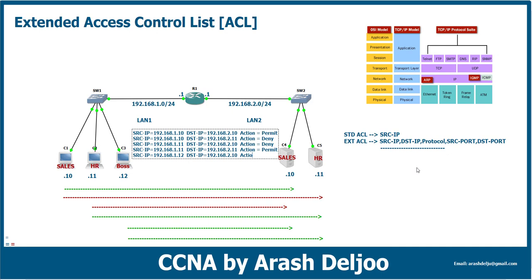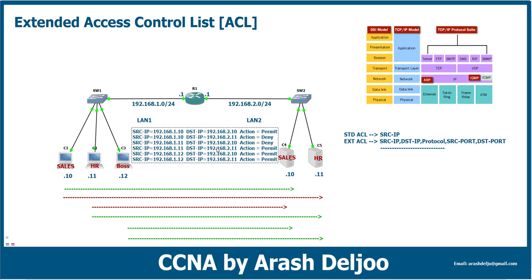The action is, for example, permit, and then if the source IP is 192.168.112 again, and destination IP is 192.168.211, the action is permit. If you want to configure the ACL, it's better to configure more exclusive ACEs or access control entries. This is the pseudocode for our ACL. But now we have one important question: how can we configure the extended ACL?